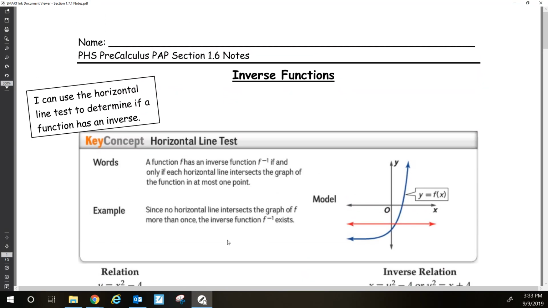Pre-calculus, welcome back. Here's section, oops, I forgot to change it up here. This is section 1.7.1 notes. We're going to talk about inverse functions. And the first way we're going to talk about them is the concept of a horizontal line test.